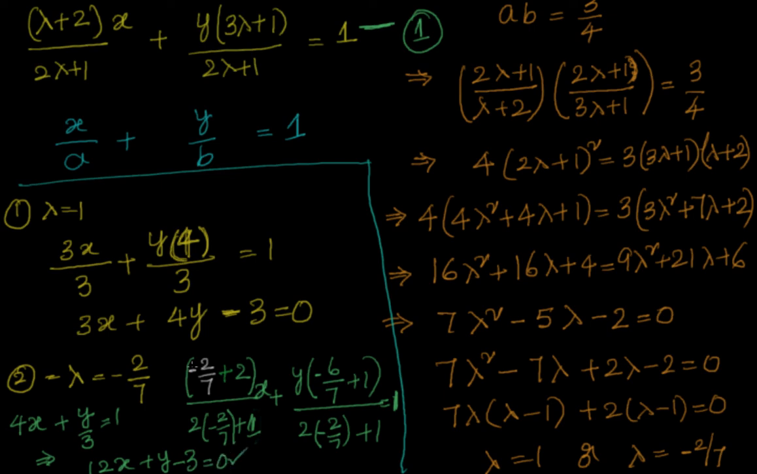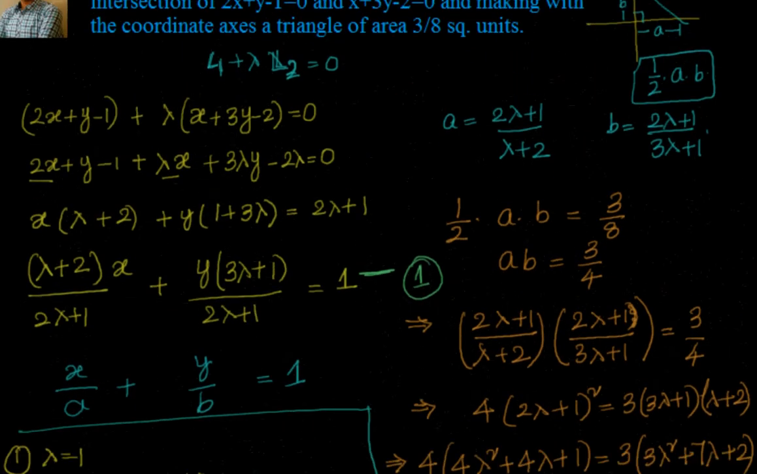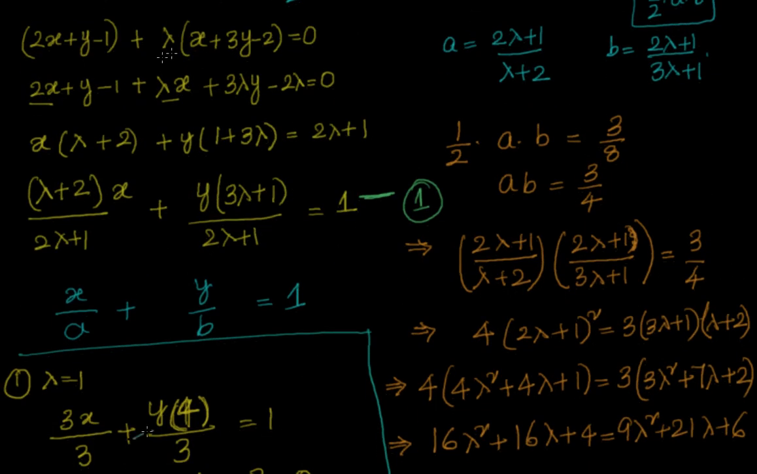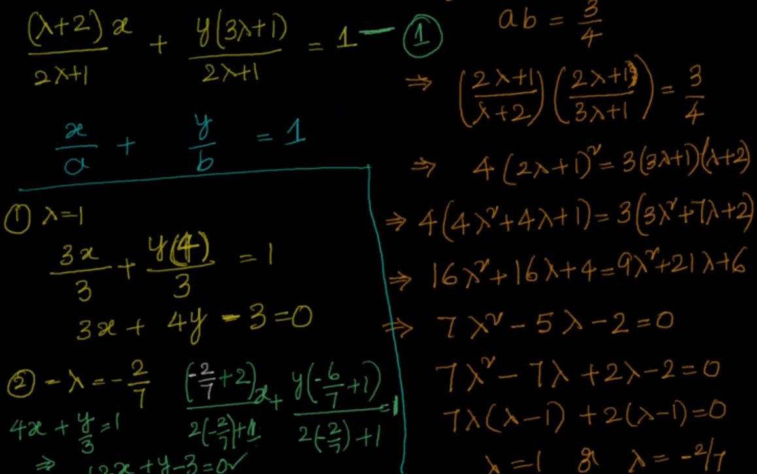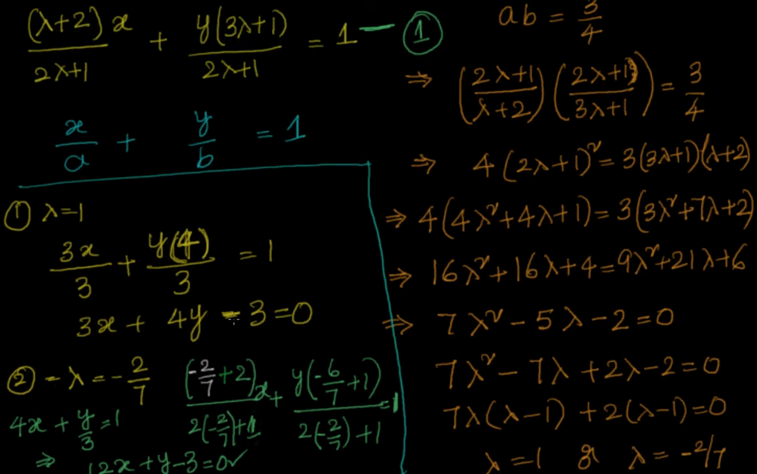You can directly substitute in this form, or you can directly go to L1 plus lambda L2, because you have to substitute lambda here and you can simplify. That way also you will get the same answer. You can cross check that. You will have two equations. One is 3x plus 4y minus 3 equal to 0. Another is 12x plus y minus 3 equal to 0.